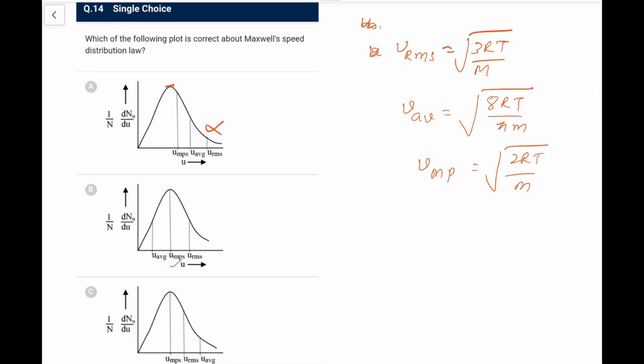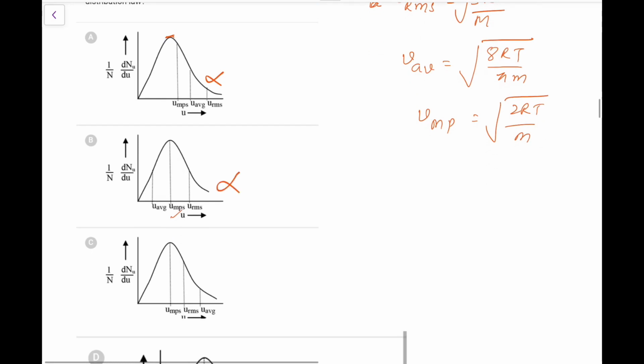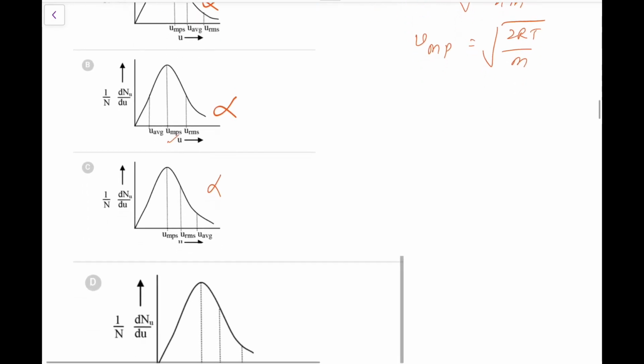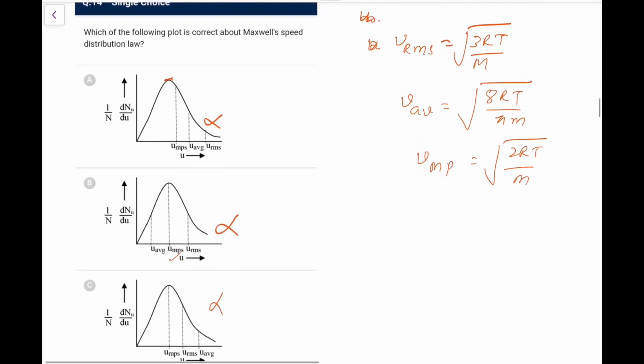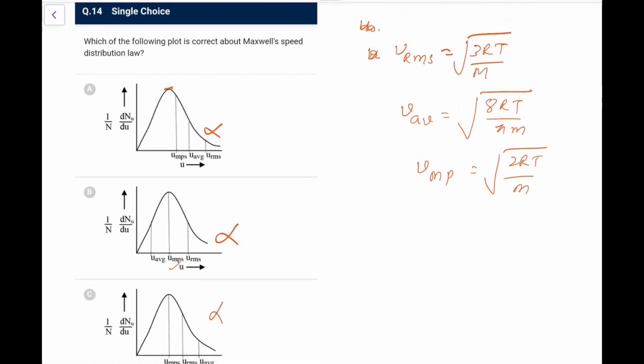This is most probable, but average is given lesser, so it is also wrong. So this is also wrong because V_RMS is lesser, so definitely this is going to be right. So option D, go for option D. It's a straightforward question. You need to be careful about figures. Don't go fast, just check it.